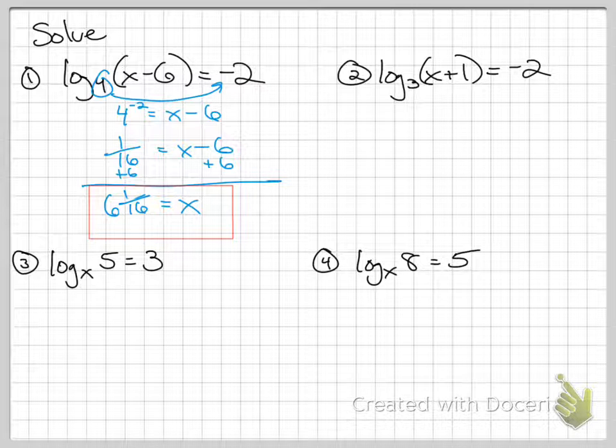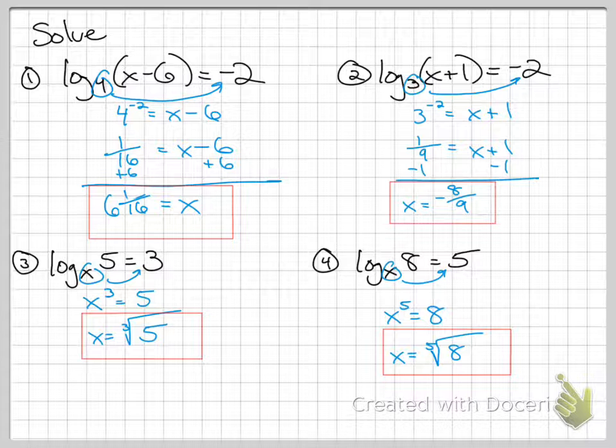Same idea on number 2. See if you can finish all of these. Next time you press play, I'm going to have all my solutions written out. Okay, there you go. Rewrite number 2, 1/9 minus 1. 1/9 minus 1 gives me negative 8/9.